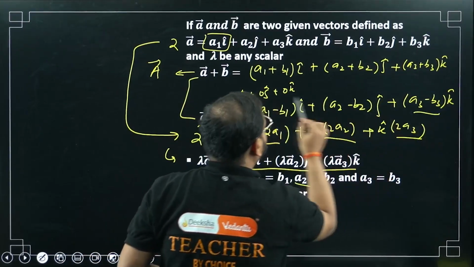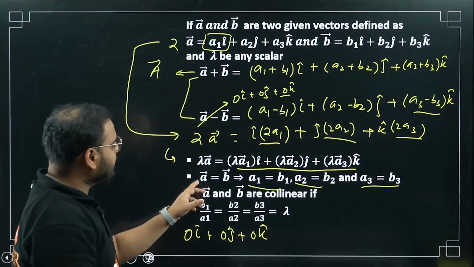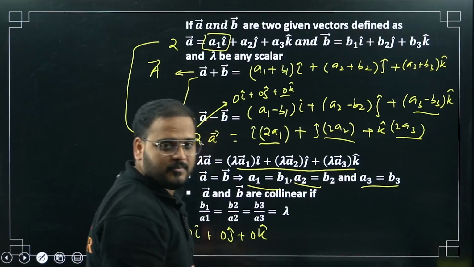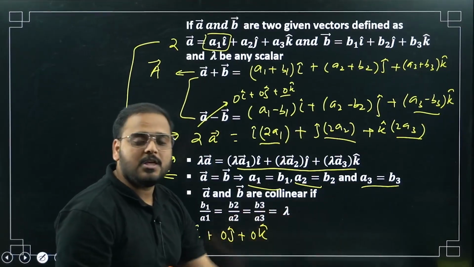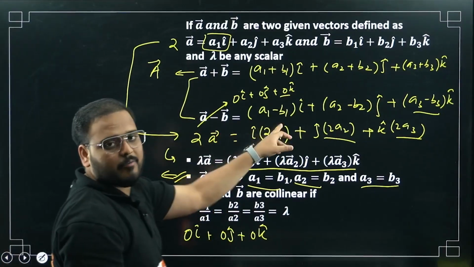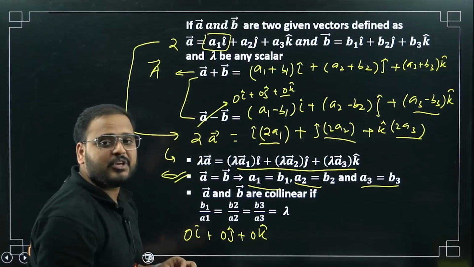Over here and here, it means a3 equals b3. Whenever you have the vectors equal like this, the components also have to be equal. In summary, if the vectors are exactly equal, then the components have to be equal. We got it from here by comparing the coefficients of your unit vectors i cap, j cap, and k cap.